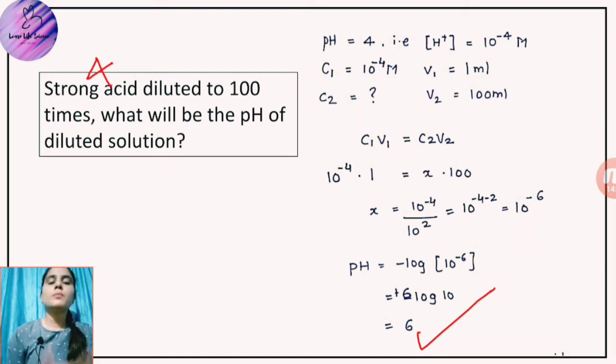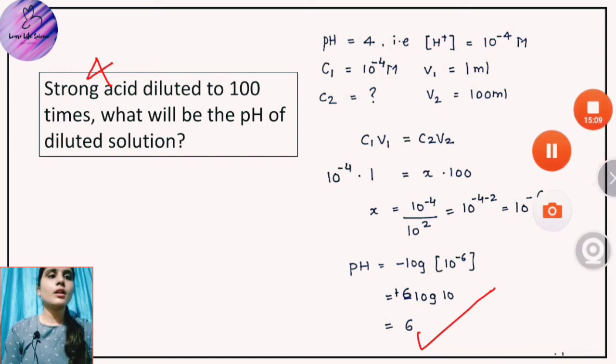Now just add this value to the pH formula, that is pH is equal to minus log of 10 raised to minus 6. Okay, so simply here minus minus will be cancelled, and 6 into log of 10. As we know, log of 10 is 1, so 6 into 1 will be 6. Okay, so it is a simple calculation you can do for your confirmation of the answer.